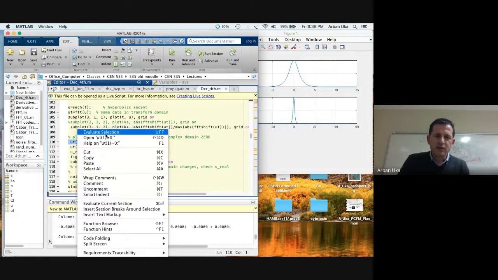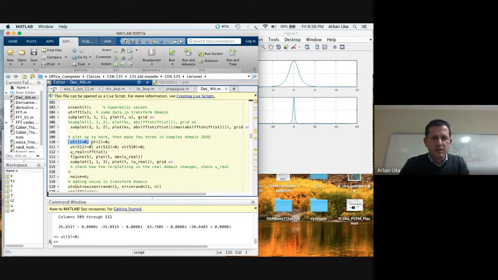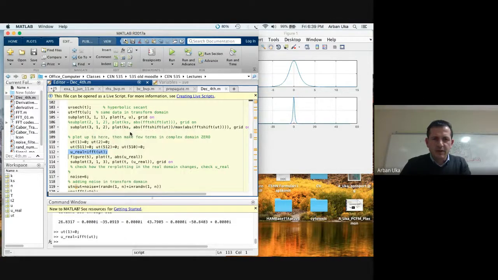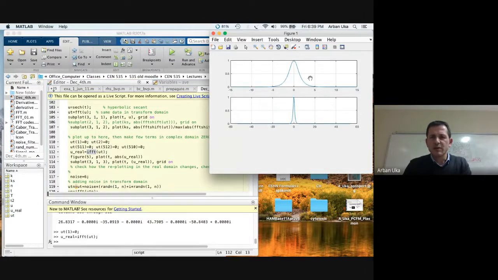Let's make the very first value of the function in the Fourier domain 0. So we zero this manually. If we zero this manually, we've changed just one value of ut, and then let's generate u real. Since we are taking this u real as the inverse Fourier transform of this second function here, we should be getting something similar to this first graph. But let's see what we get.